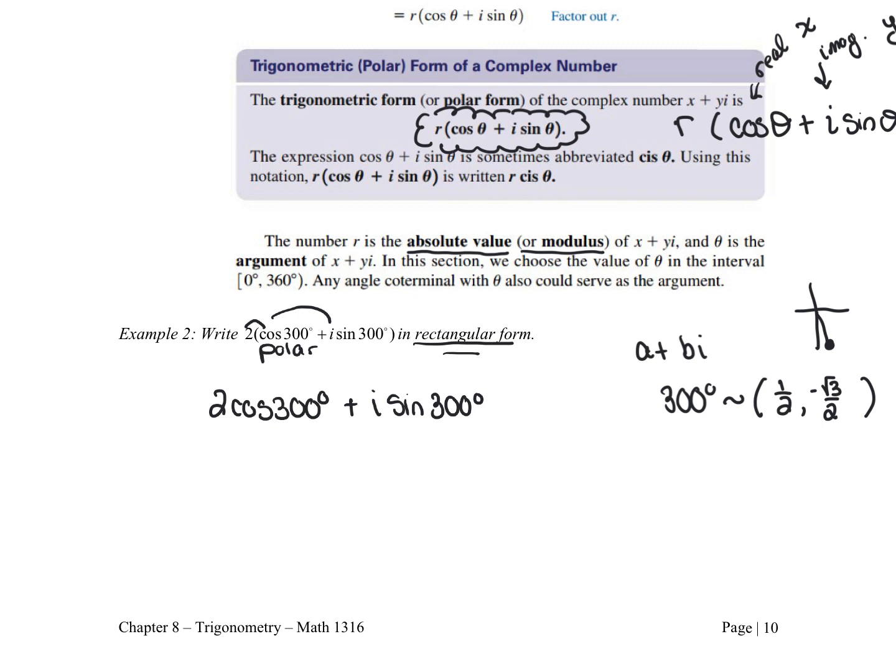And then we multiply both of those by 2. So I have 2 times 1/2 plus i times 2, hang on, that looks really bad. Let me fix that again. i, and then 2 times negative root 3 over 2. So here the 2's cancel off, so you get 1, plus, the 2's cancel off here, you get negative i root 3.